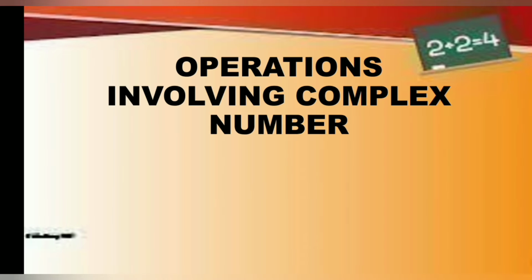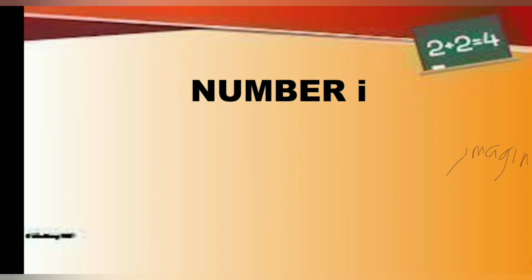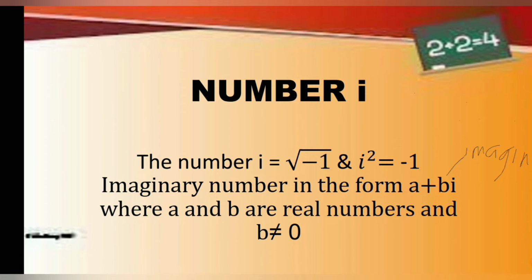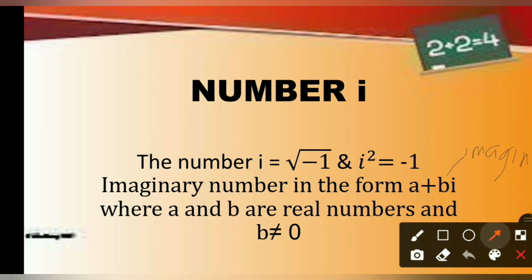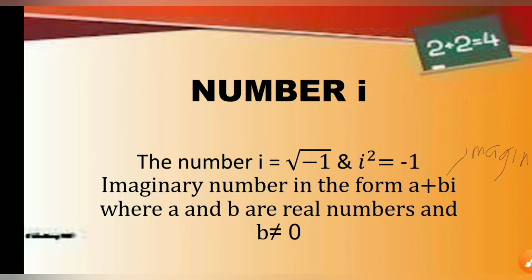Today we're talking about operations involving complex numbers. The number i is equal to the square root of negative 1, and i squared is equivalent to negative 1. An imaginary number is in the form a plus bi, where a and b are real numbers and b is not equal to 0. a is our real part and bi is our imaginary part.